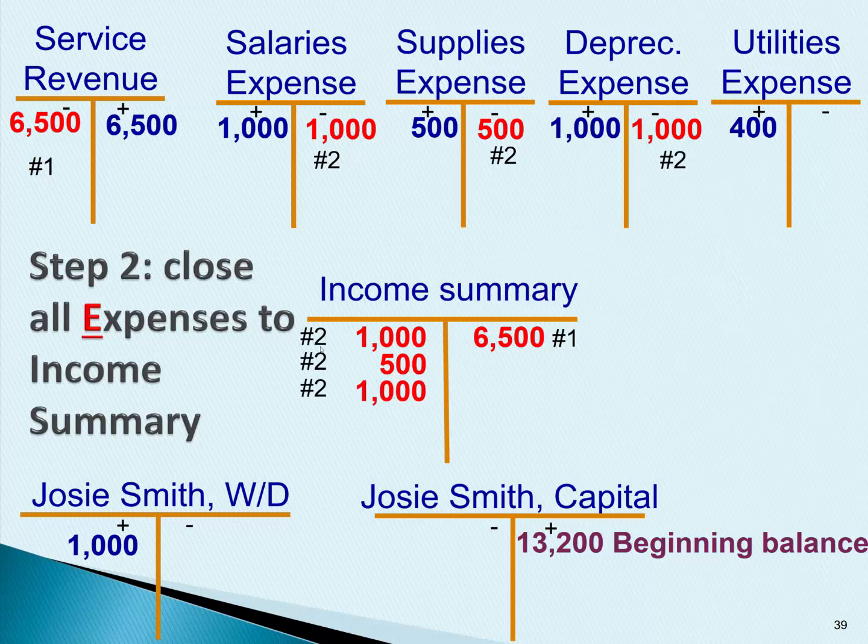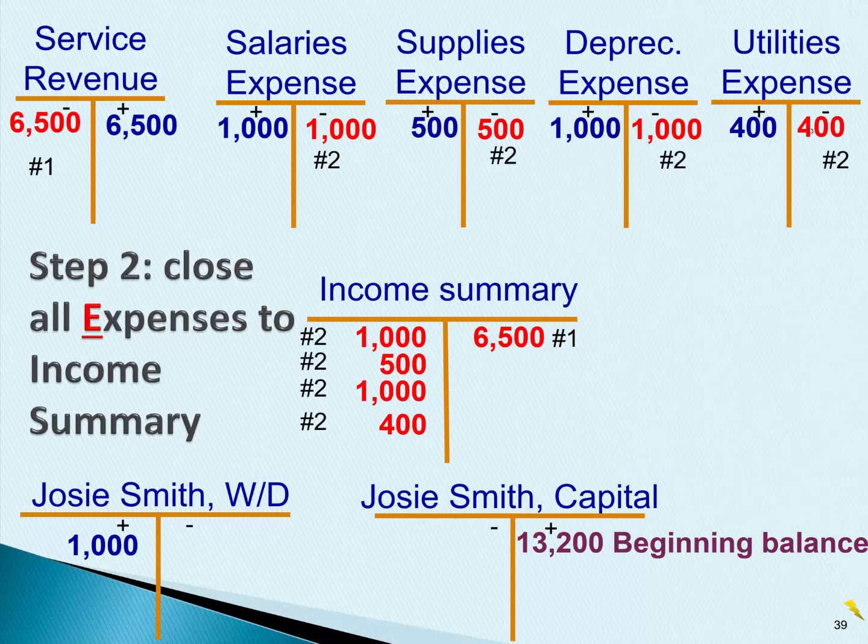And again, this number 2 is just reminding us what step number these debits come from. And then to close out utilities expense, we need to credit it. So it now has a balance of 0. And because this is a credit, we need to put the $400 as a debit over here in income summary.